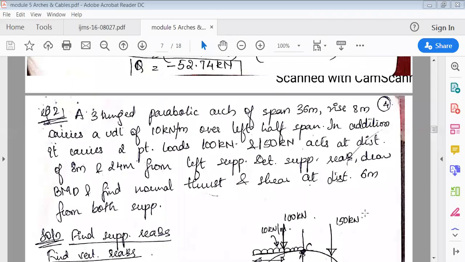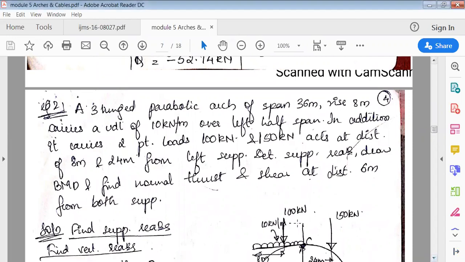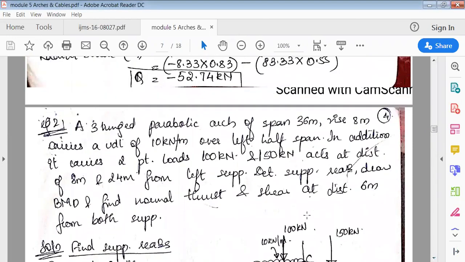Hello everyone. So let us continue with the next type of problems in arches. So this is the second type of problem wherein you have a point load as well as a UDL. Okay. So let's check out the question first.